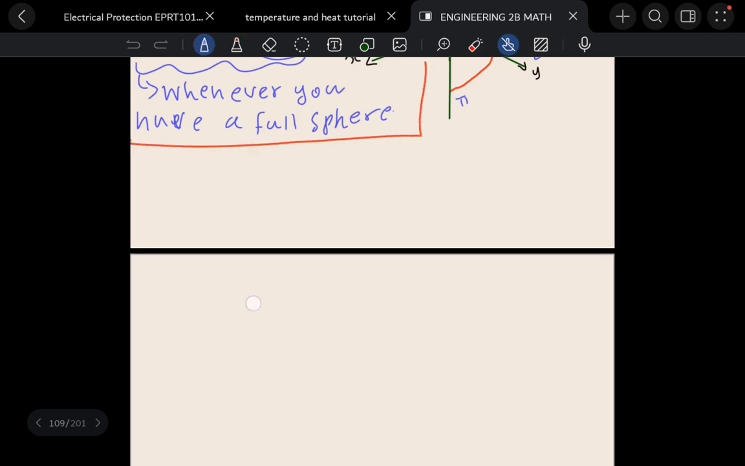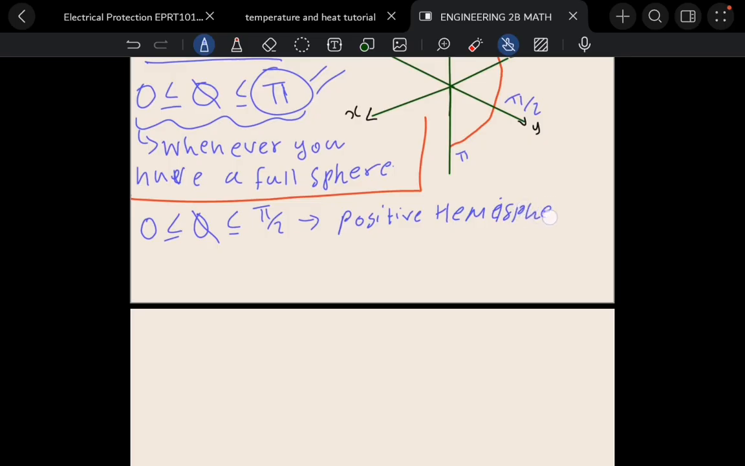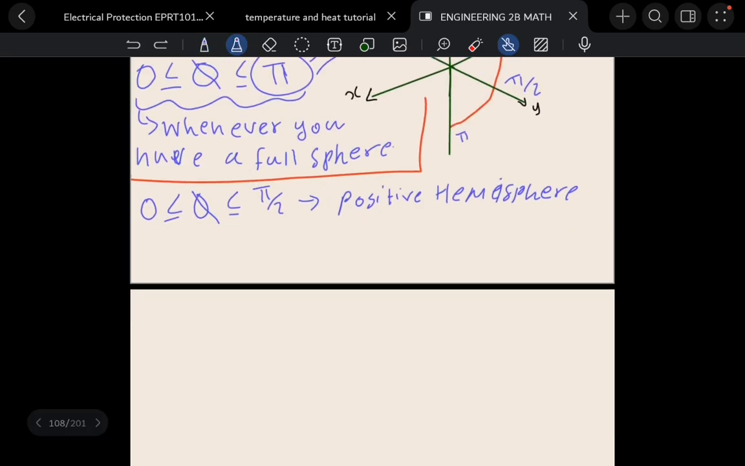And if you have 0 less than phi less than pi over 2, here we have a positive hemisphere, which means your hemisphere is only bounding the top of the xy plane, which means you're only bounding this part, right? So that is the bound that you're going to substitute.